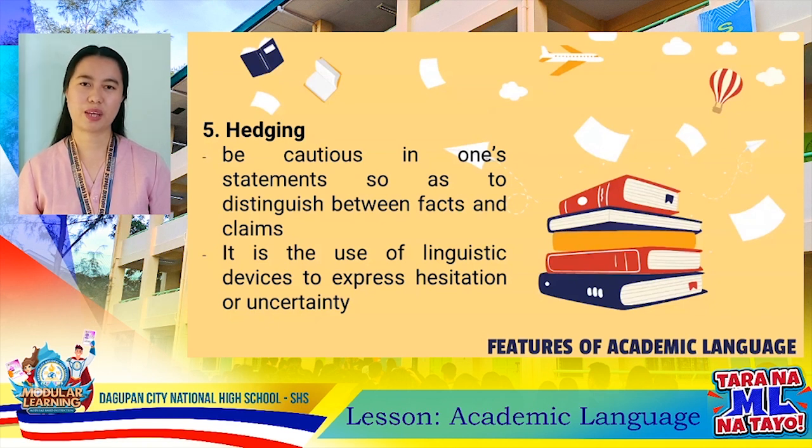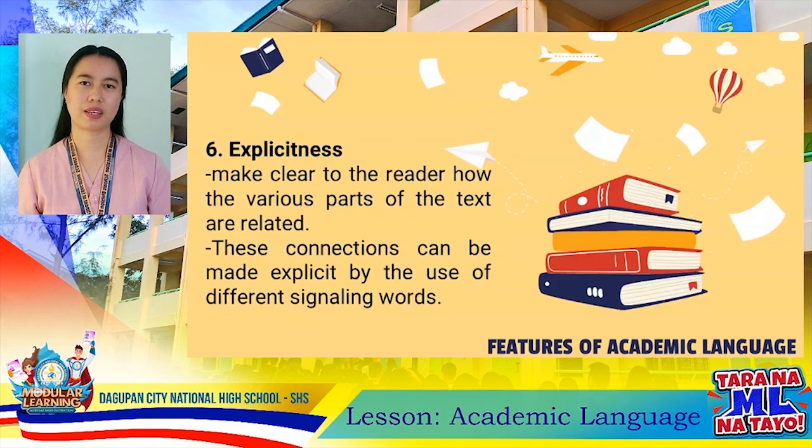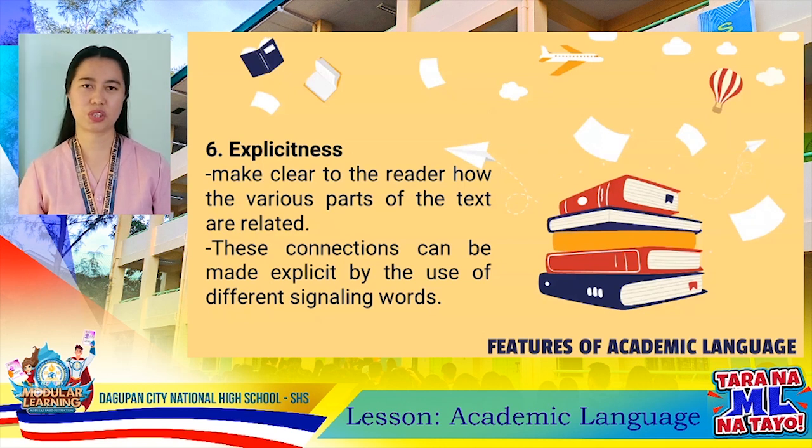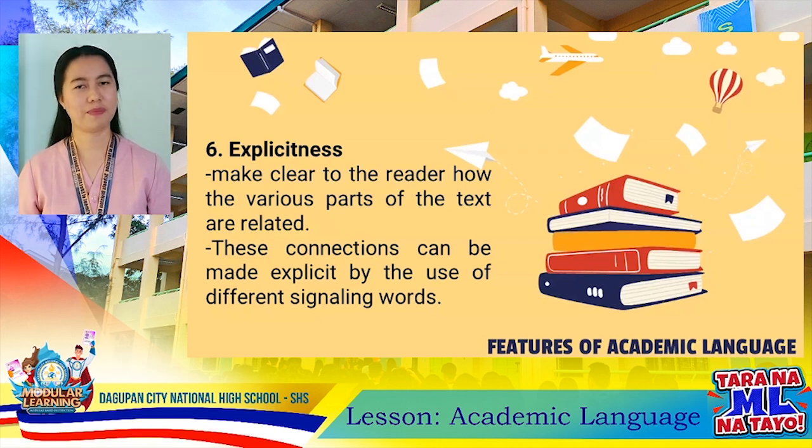Another feature of academic language is explicitness. Make clear to the reader how the various parts of the text are related. These connections can be made explicit by the use of different signaling words. The thought of your writing should be related to one another. You can do this by using transitional devices. Use conjunctions to connect the thought of your text. Remember, fanboys? Examples of conjunctions are for, and, nor, but, or, yet, and so.